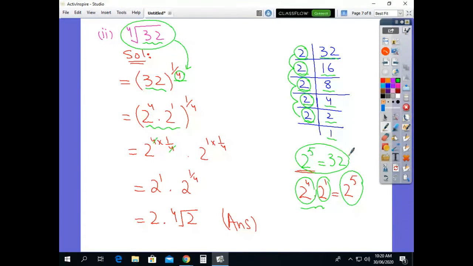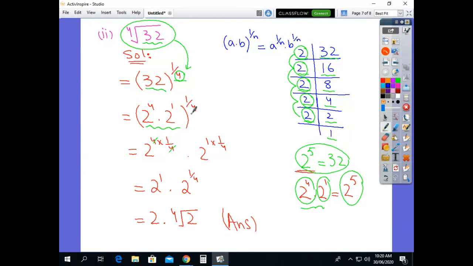Now after this, apply the property of radical. What is the property of radical? If we have two numbers in product form and there is an exponential power, we write it as a raised to power 1 by n and b raised to power 1 by n separately on these two real numbers.